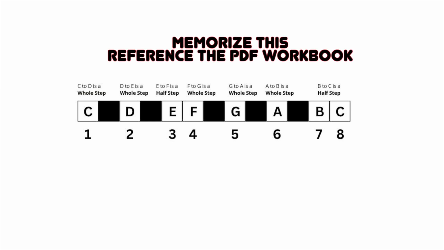Memorize this, because in the future, we will manipulate the formula by moving one or more of the notes a half step up or a half step down. This is how we change keys. But for now, we just need to master the key of C.